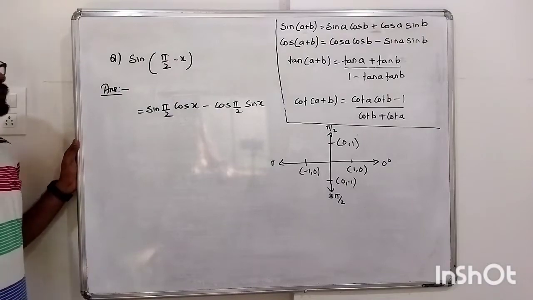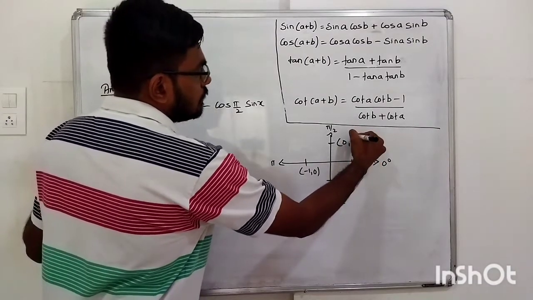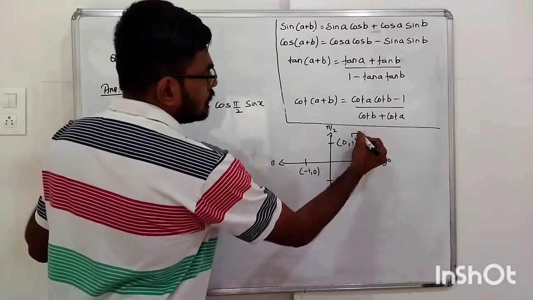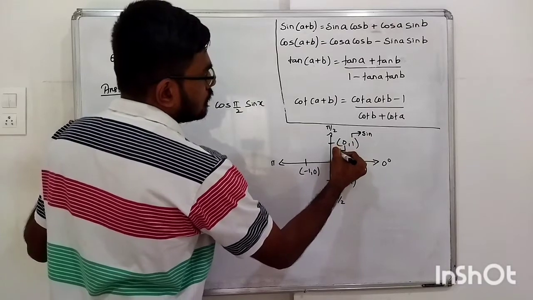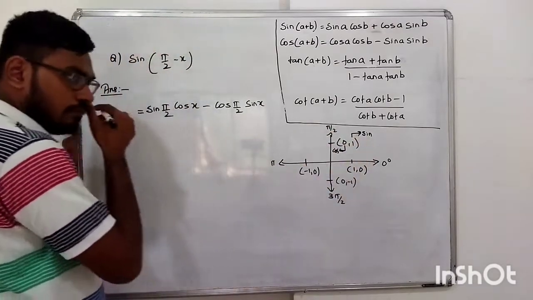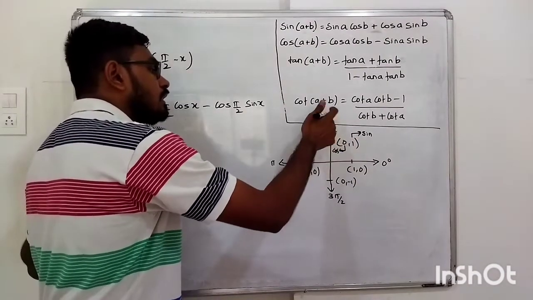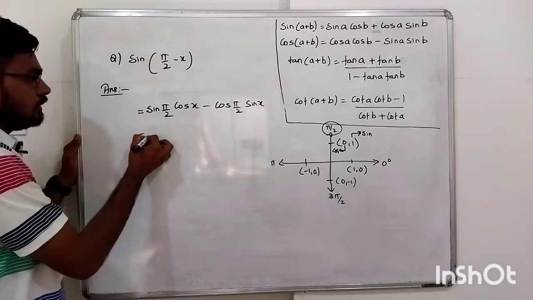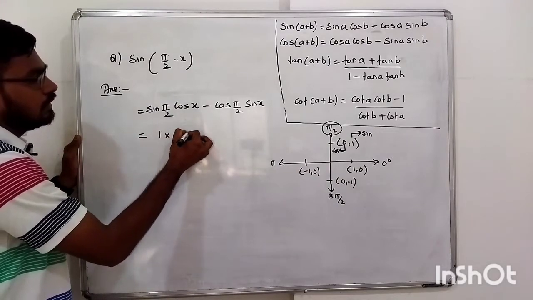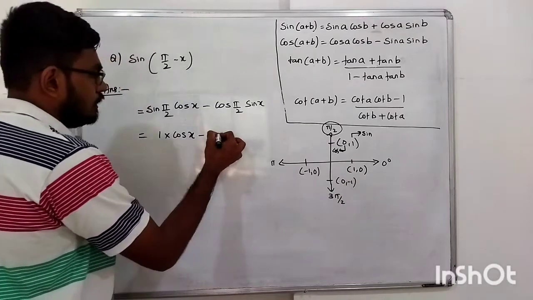So sine of 90 degree or sine of pi by 2 is this. Just remember, for sine we always take the y coordinate. For cos we take the x coordinate. So sine of 90 degree is 1. So the answer is 1 into cos x minus cos of 90 degree, which is 0, into sin x.